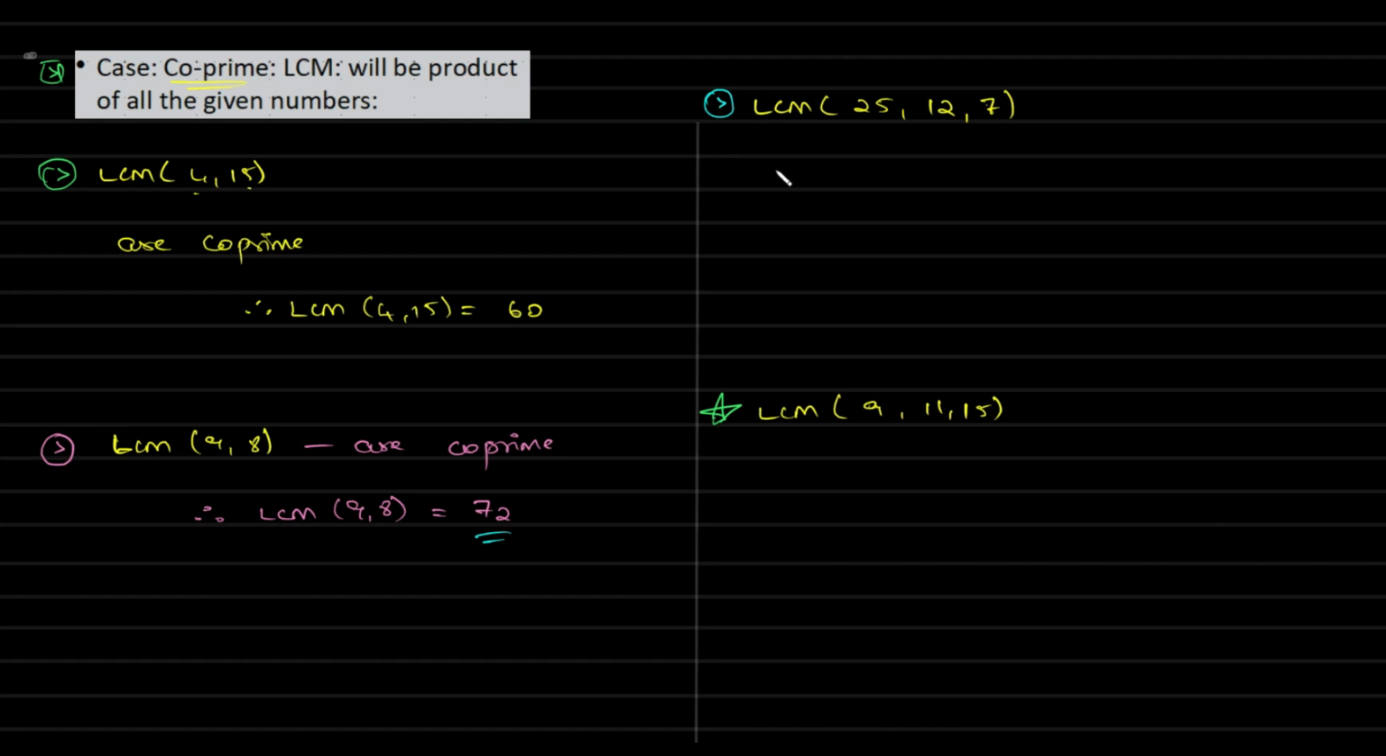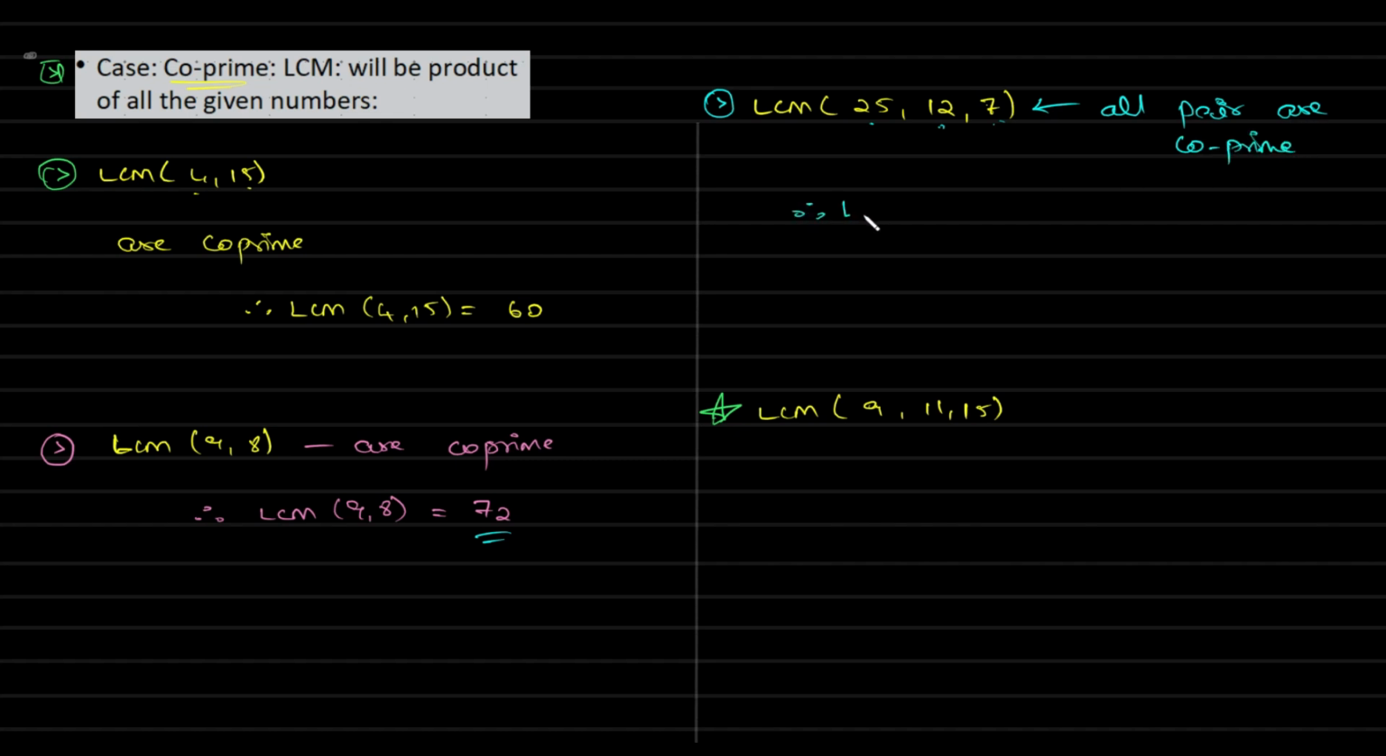Now we have three numbers. Here is where the confusing part is for many. Between themselves, you need to check all the pairs. Like in LCM, I told you before as well, we have to divide till the point there is no common factor in any pair. But in this case too, you have to check all the pairs. So 25 and 12 are co-prime, 25 and 7 are co-prime, 12 and 7 are co-prime, right? So all the pairs are co-prime.